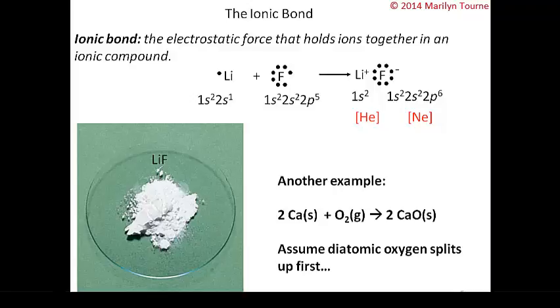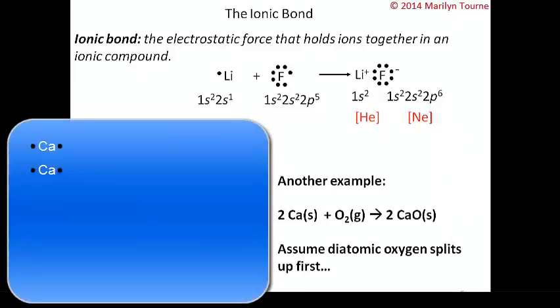Let's try another example. We have calcium and oxygen forming calcium oxide. This is also an ionic bond. It's a metal and a nonmetal. When we do these problems, make sure that it's balanced, but this one is. We have to assume that the diatomic oxygen splits up, so really what you're dealing with here is a calcium and an oxygen. Calcium has 2 valence electrons because it sits in the second column, and oxygen has 6 valence electrons.